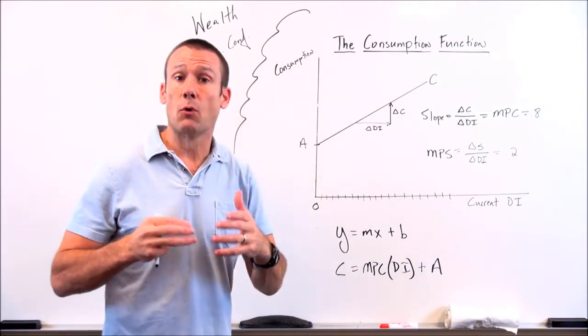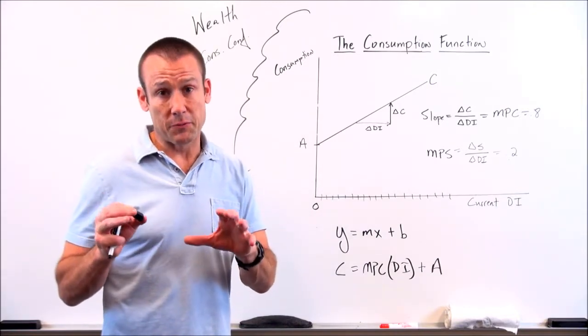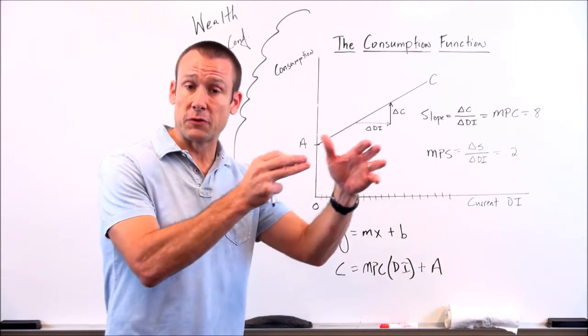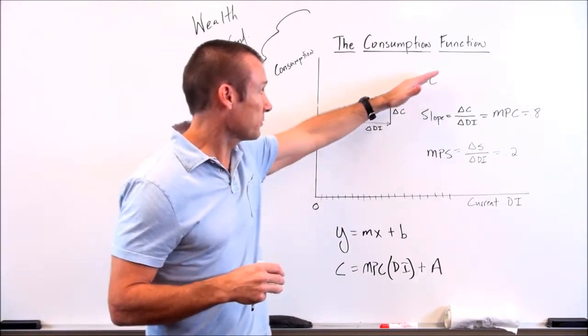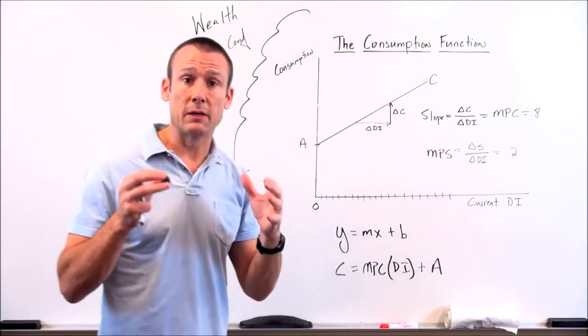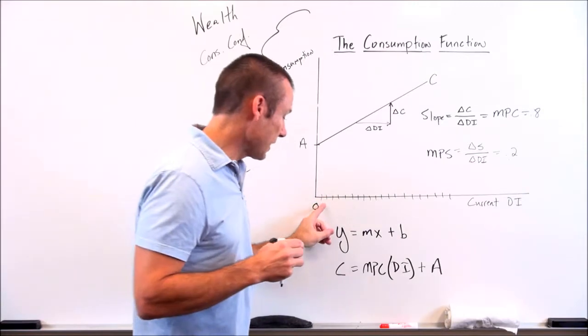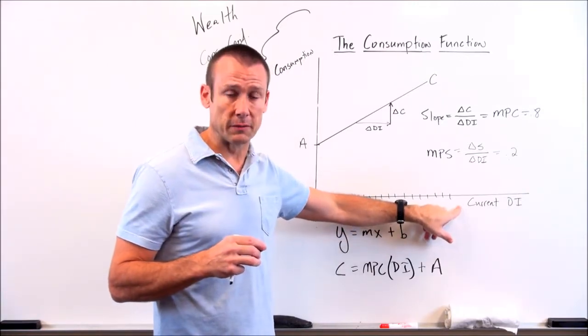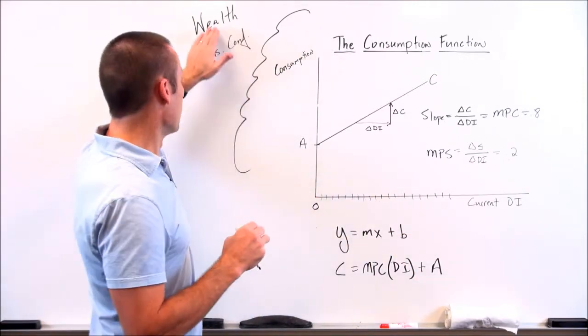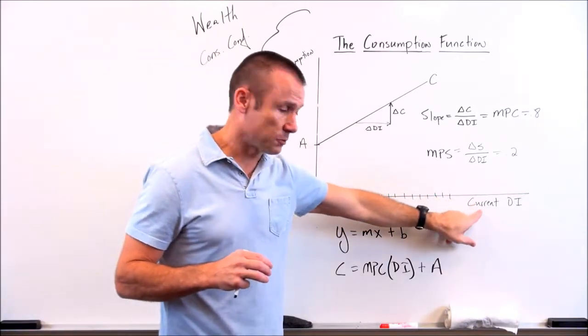Let's say that people become more optimistic. They get more optimistic about their expectations about their future disposable income. Well, the consumption function would shift up, which would mean that we would get more consumption at all levels of disposable income. All right, we've got those two, and we've got current disposable income.